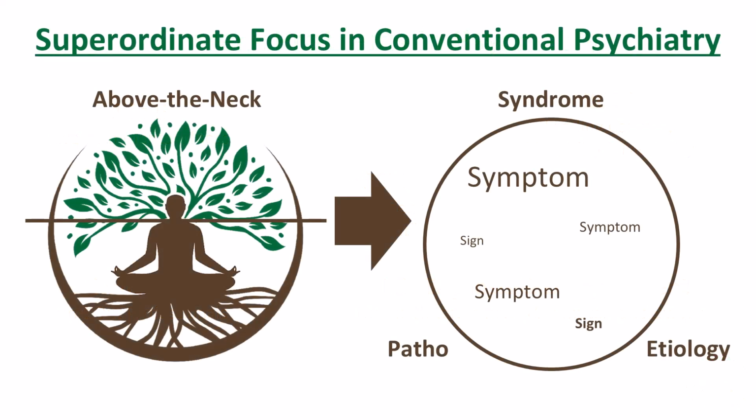The superordinate focus in conventional psychiatry is on above-the-neck experiences and symptomatic-oriented treatment. Much like other medical specialties, this approach is siloed and approached in a somewhat detached fashion with minimal consideration for how other systems interact with the brain and contribute to these experiences. We collect data on signs and symptoms and then contextualize these findings based on our theoretical model, which drives the way we understand the disease triad: syndrome, pathophysiology, and etiology.